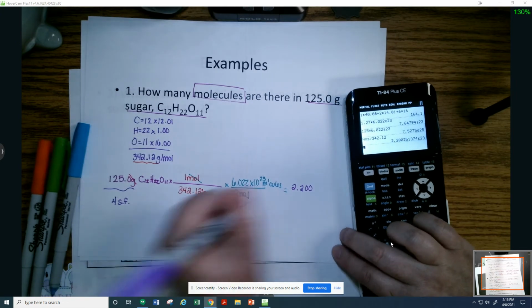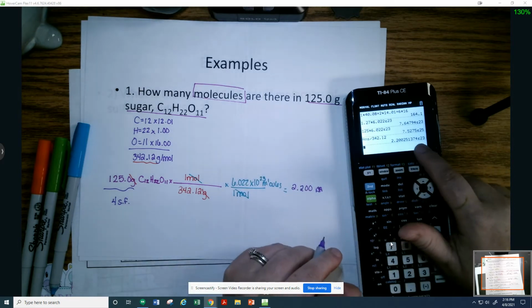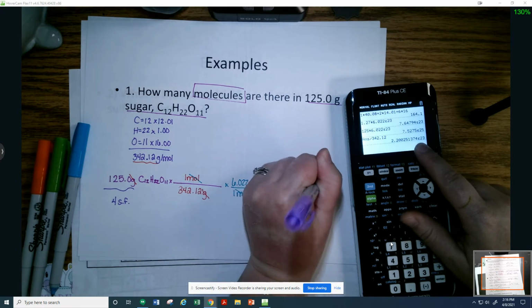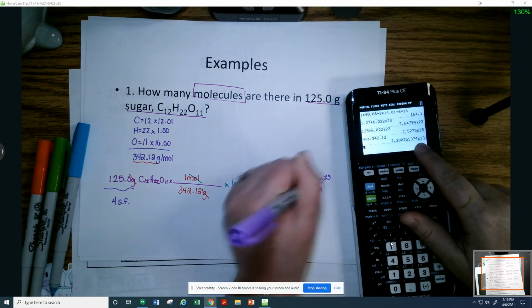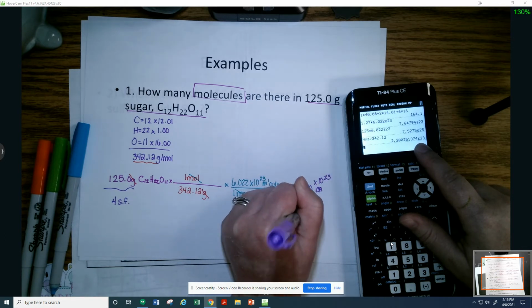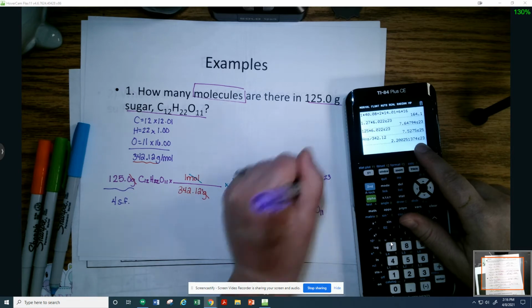My final unit then is MQs, and actually I'm missing something. Reading all the way to the end, I just about did the same thing that I was going to tell you not to do. Make sure that you put in your scientific notation. So this is times 10 to the 23rd. Now let's talk about units. So this is MQs of the C12H22O11, or sugar.